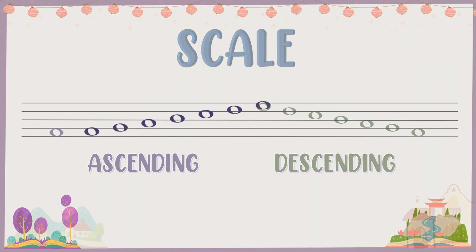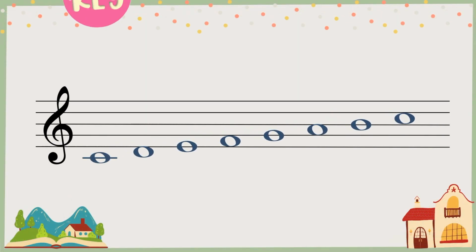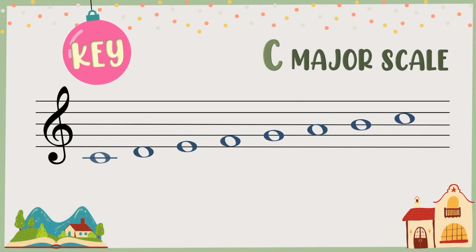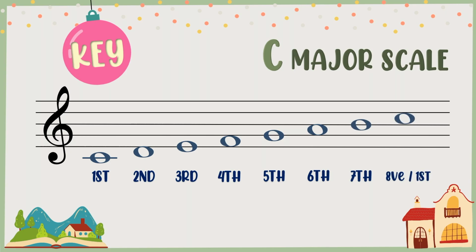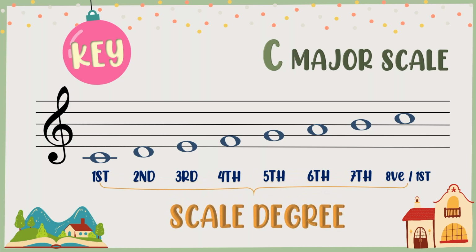Let's take the C major scale as an example. From left to right, lowest to highest, we label all the notes numerically. First, second, third, fourth, fifth, sixth, seventh, and eighth. Or first, as both are the same note, but just an octave apart. This sequence is what we call a scale degree.